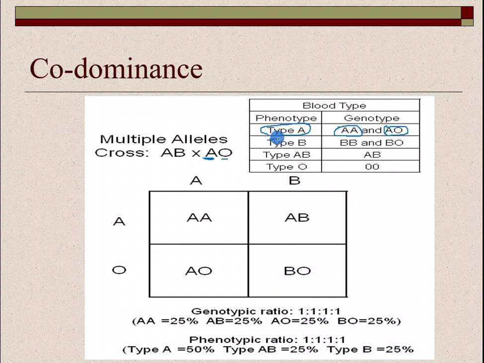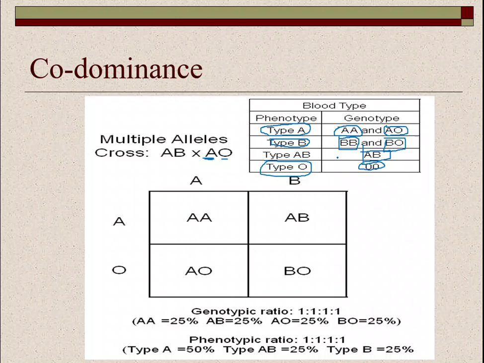If you're blood type B, your possible genotypes are homozygous for blood type B or heterozygous for blood type B. All right? Now, if you are type AB phenotypically, the only possible genotype for you is AB. Same thing with the phenotype O. The only possible genotype for you will be OO.